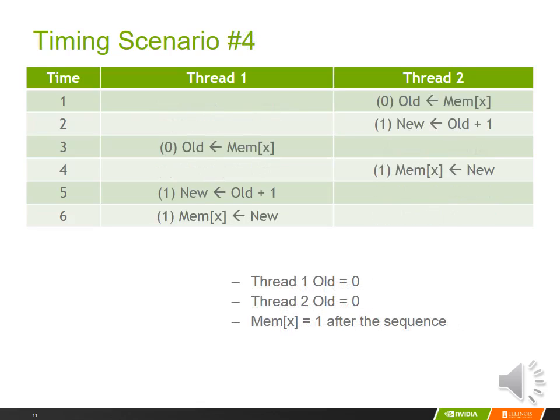In scenario 4, thread 2 starts its read, modify, write sequence before thread 1, but thread 1 initiates its read, modify, write sequence before thread 2 has the chance to complete its sequence. So now thread 1 and thread 2 both will have 0 value in their old variable, and memory location X will have a value 1 after the sequence. This is also a bad outcome.